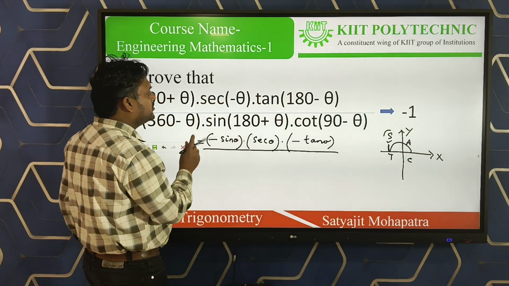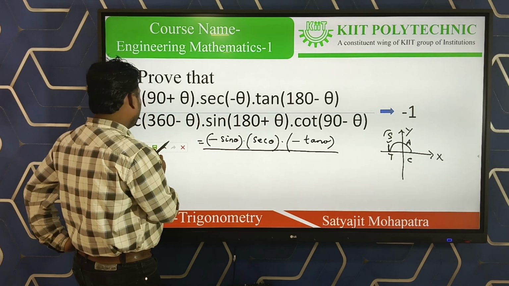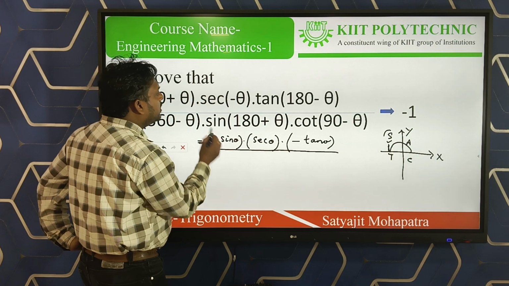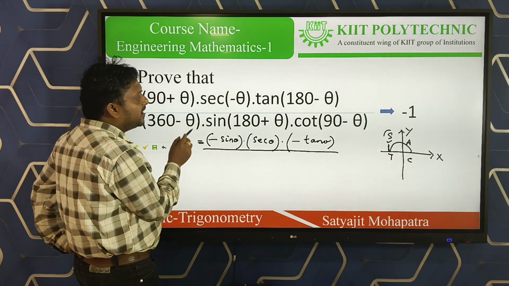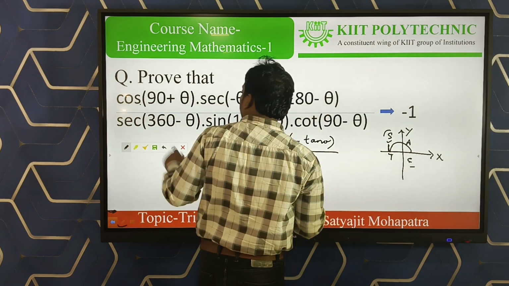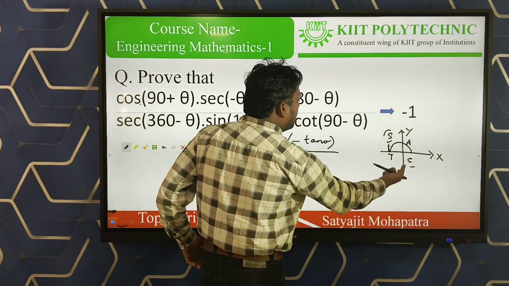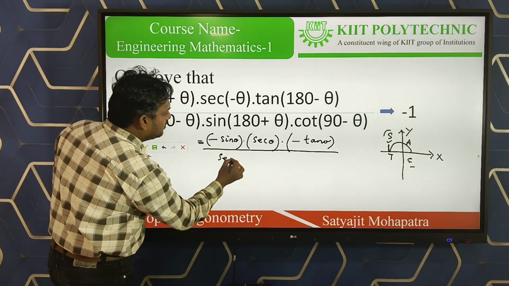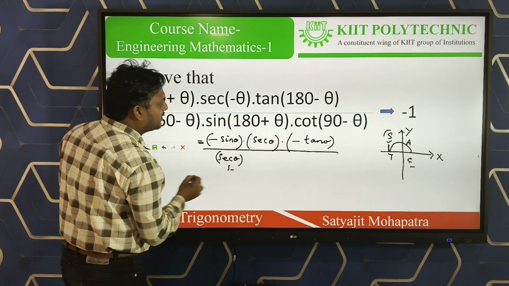Divided by, all of you see, here sec of 360 minus theta. 360 minus theta, fourth quadrant, cos positive. We have sec. Sec is the reciprocal of cos. It's also positive. That becomes sec theta. 360, no change, that remains sec theta.